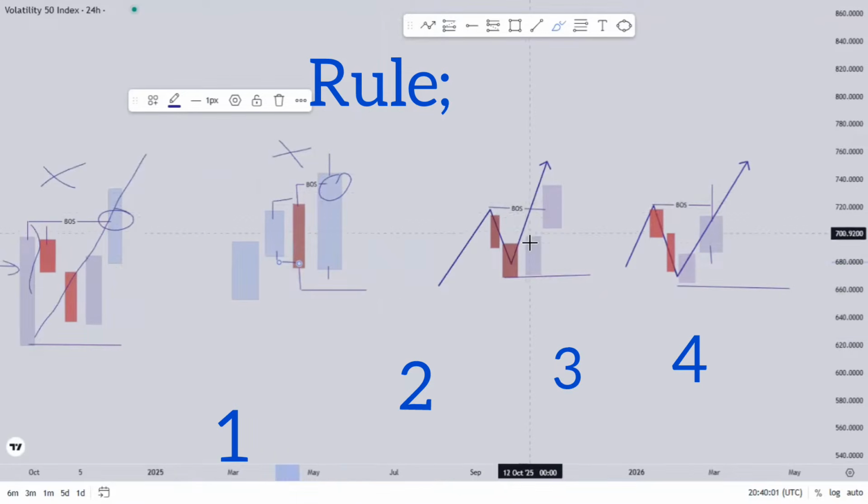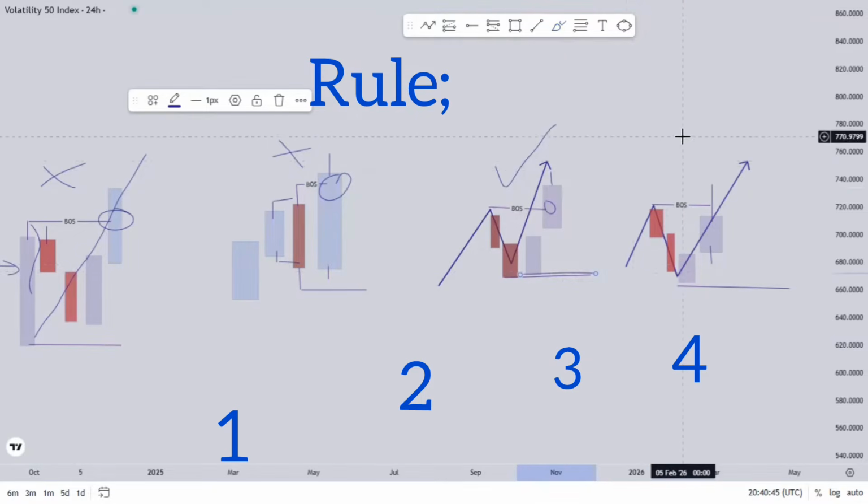Third, is this a valid pullback? Absolutely, yes. This is a valid pullback. Why? Because this candle closed above this break of structure with a body, right? Until a body closes above a break of structure, it is not considered a valid break of structure. And until we have a valid break of structure, this one cannot be valid. Therefore, since this break of structure is valid, then this low is actually a valid pullback.